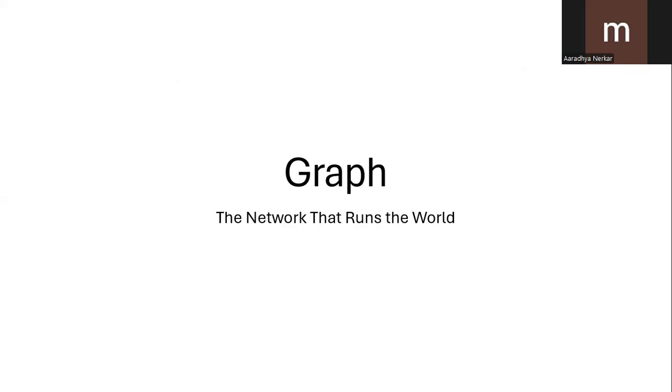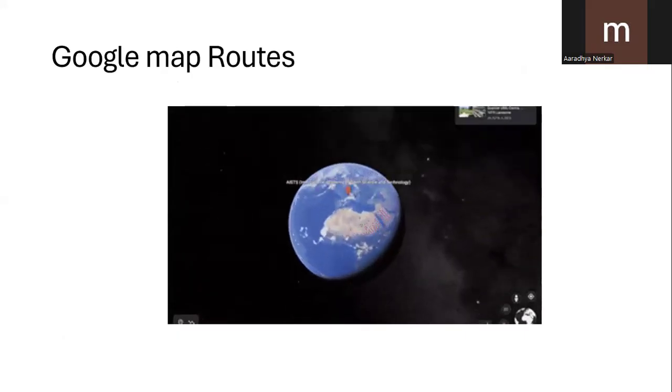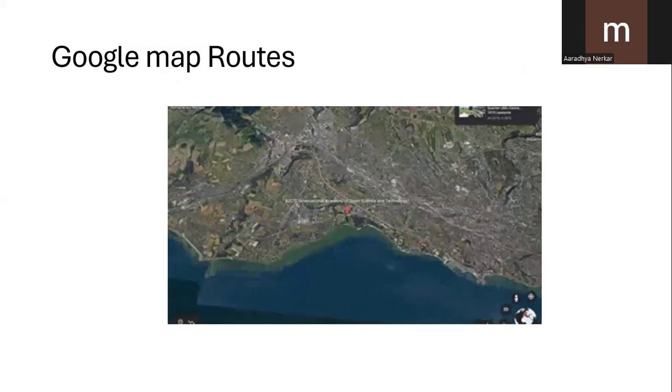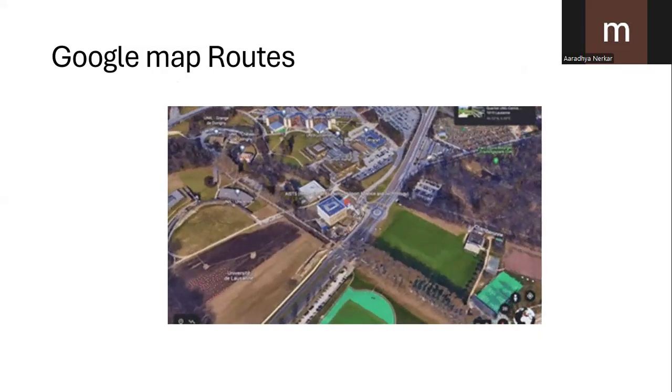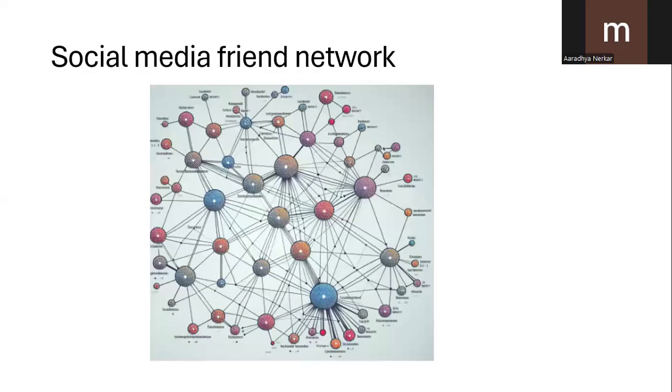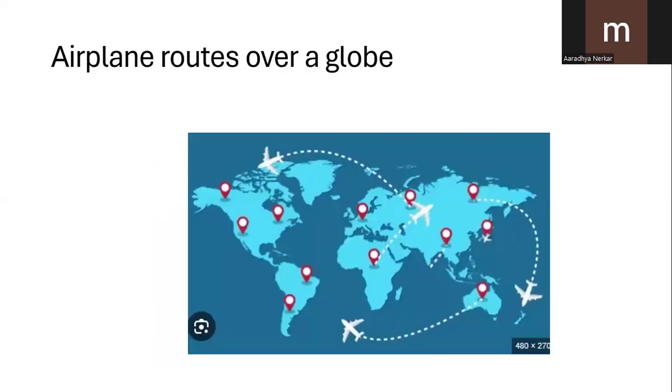Today we are going to explore the graph data structure. Now observe this. This is a Google Map route. Then this is a social media friend network, and this is an aeroplane route over a globe.